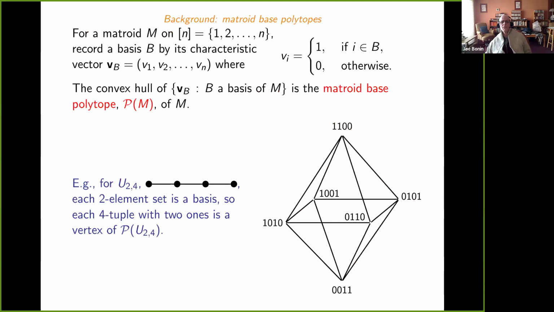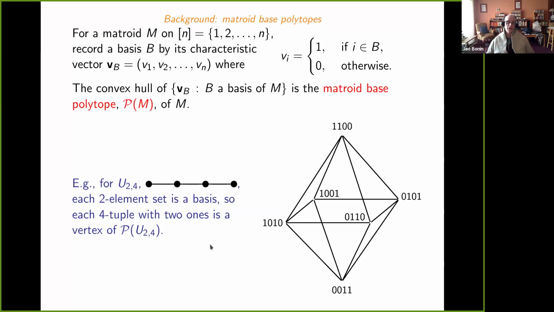Now, there's a polytope of matroids behind this whole thing. Before we get to that, we need to talk about matroid base polytopes. When you take a matroid, you can represent its bases as the vertices of a polytope. You're thinking of the matroid on the ground set 1 through n. With each basis, you can take its characteristic vector, the 0-1 vector telling you which elements are in the basis. And the matroid base polytope is the convex hull of those.